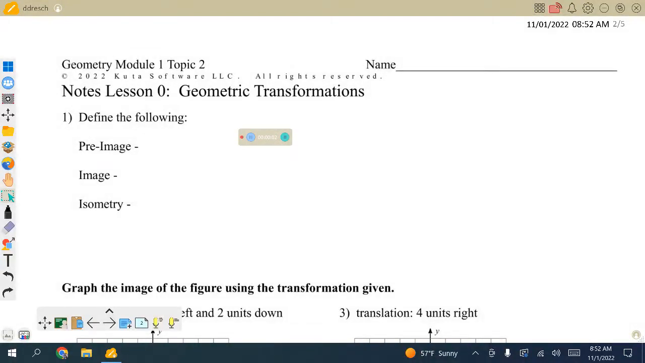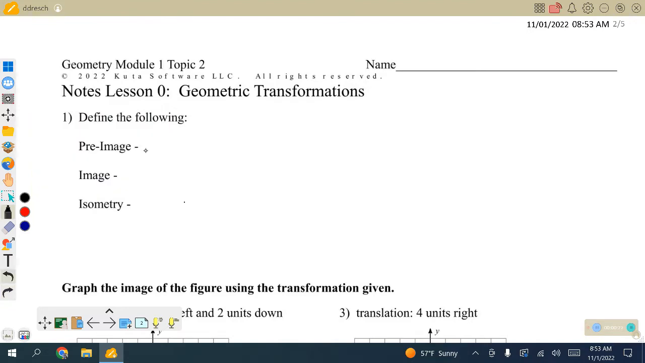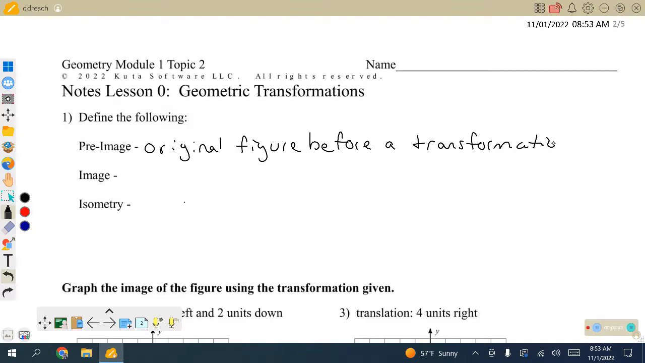So we got kind of three pieces of vocabulary here that we want to make sure we are knowing about, and then we'll get into the actual types of transformations that are out there. Okay, first thing is a pre-image. When I say the word pre-image, that's the original figure that was there. So on here, a pre-image is the original figure before a transformation occurs.